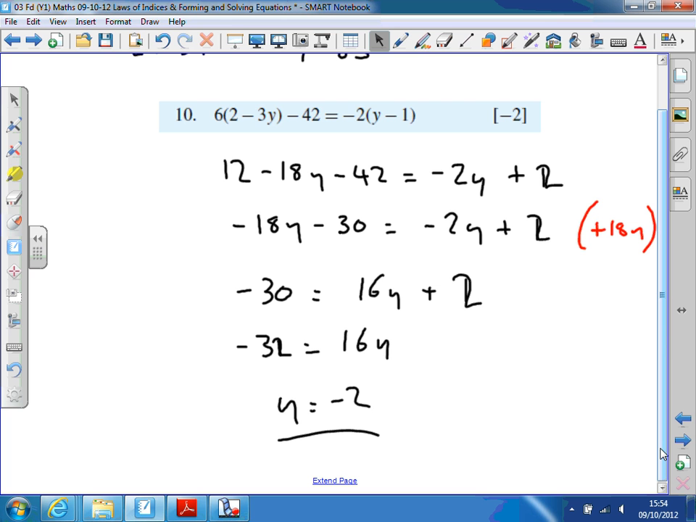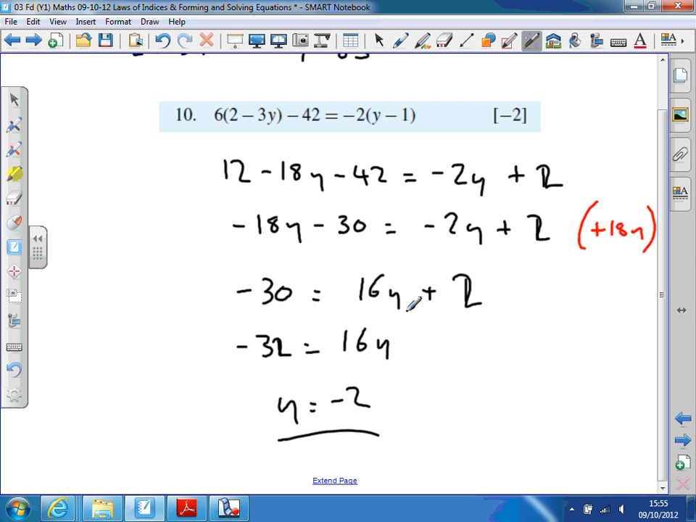So you see the steps there. The key things are multiplying out the brackets, getting all the y's on one side if they're on both sides, and doing it in such a way, if you can, to make it positive, and then get rid of everything else and leave y on its own. Because I made a mistake. Minus 2 times minus 1 is plus 2, not plus 1. So that was just an error.